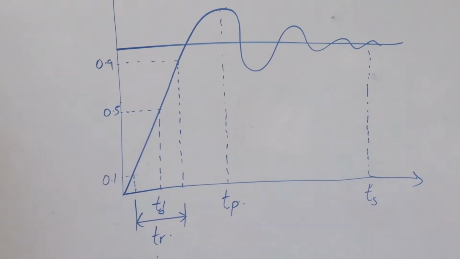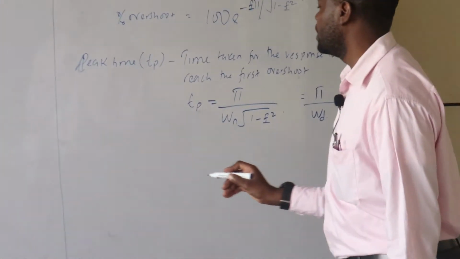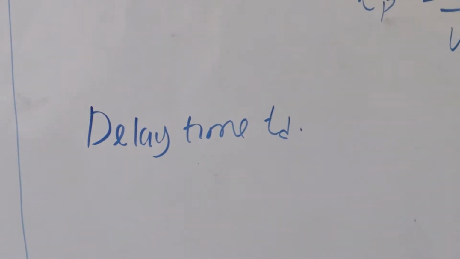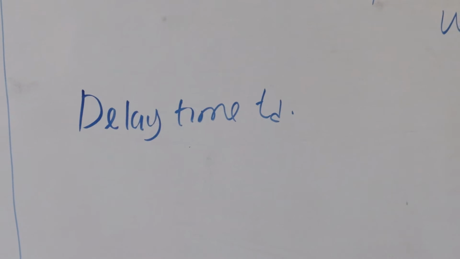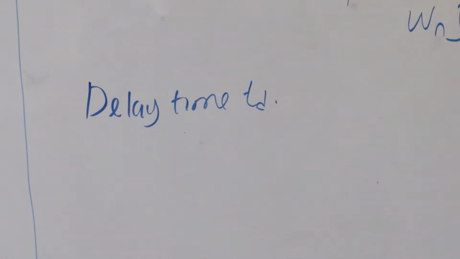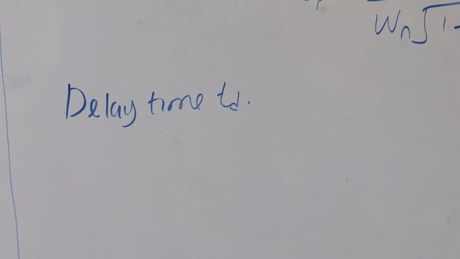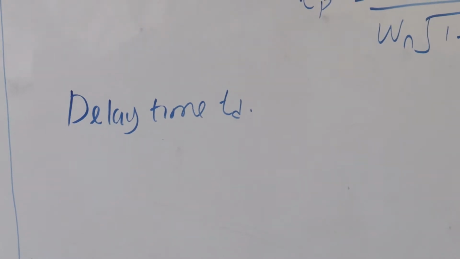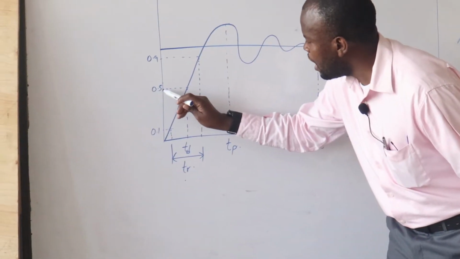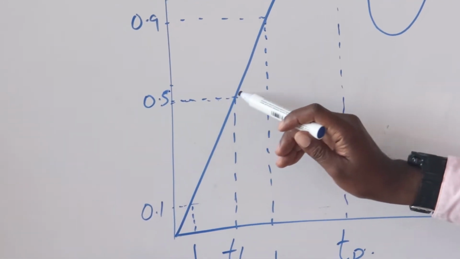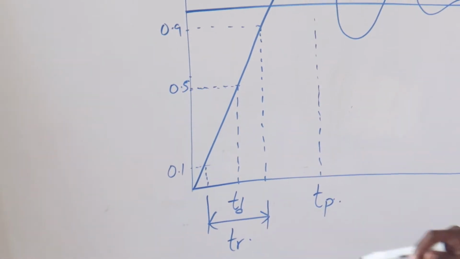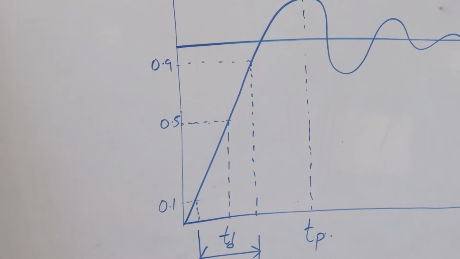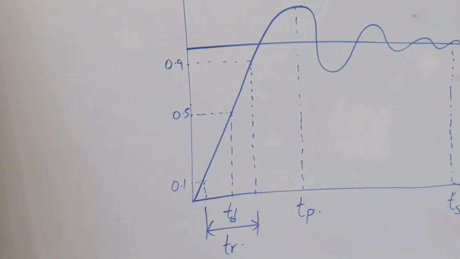The other thing that we can talk about is the delay time, TD. The delay time, TD, is the measure of speed of the response, and it is the time that is required for a response to reach 50% of its final value. That is 0.5 of the final value, and that is where we have the TD, or the delay time.